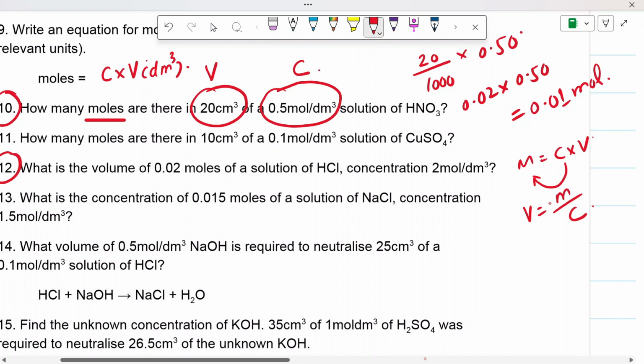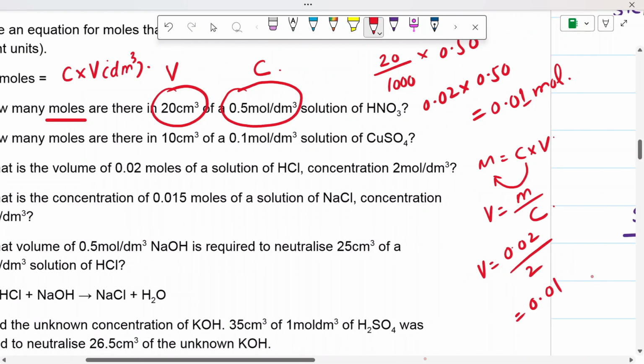So moles is 0.02, and then divided by 2. So what do you get? That's 0.01. Very good. So volume equals 0.02 divided by 2, and that will be 0.01.